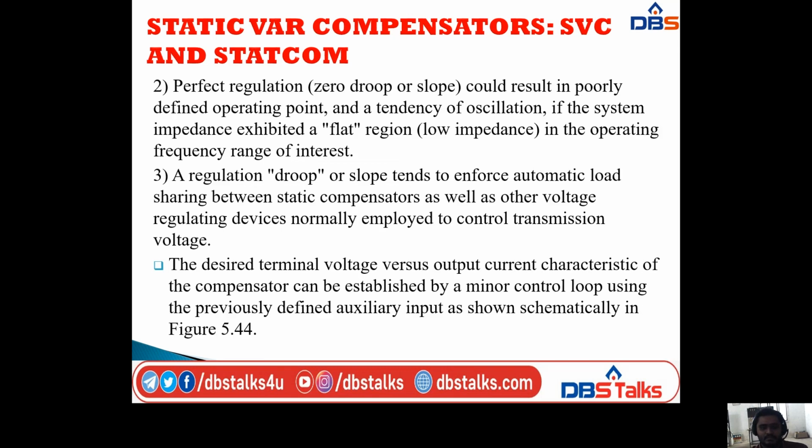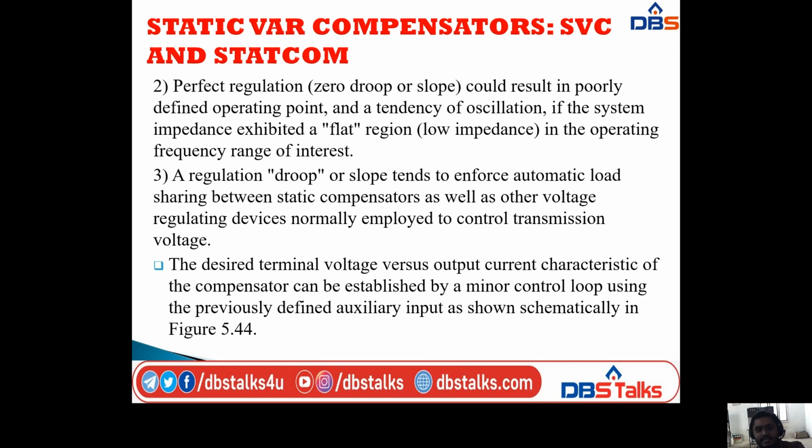Second reason is that perfect regulation, that is zero droop or slope, could result in a poorly defined operating point and a tendency to oscillate, if the system impedance exhibited a flat region, that is low impedance, in the operating frequency range of interest. And third, a regulation slope tends to enforce automatic load sharing between static compensators as well as other voltage regulating devices normally employed to control transient voltage.